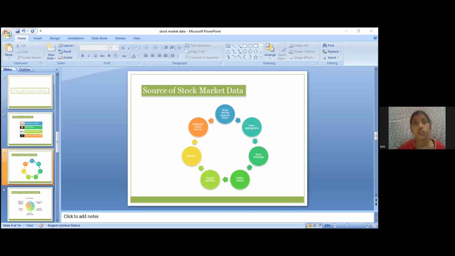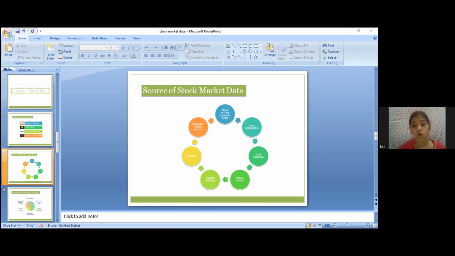And second is news aggregation. When news aggregator engines are employed for financial and stock market data collection, they consistently trawl the internet for any news that relates to the trading of a particular asset or a range of assets. And this information is then verified and compiled into stock market data sets.